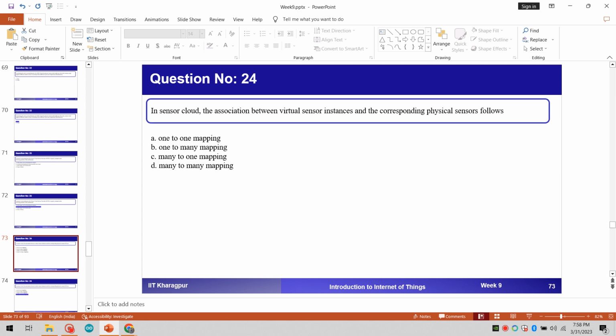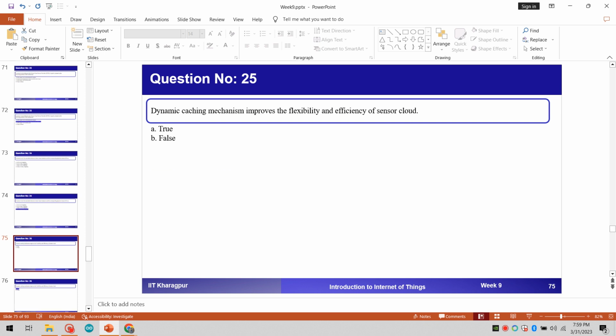Next is question number 24. In sensor cloud, the association between the virtual sensor instances and the corresponding physical sensors follows: one-to-one mapping, one-to-many mapping, many-to-one mapping, many-to-many mapping. Option C, ma'am. Many to one mapping. Why? One-to-many cannot be. B, one to many mapping will be B. Many-to-one cannot be performed. Basically it is many to many mapping, so it is not defined that one physical sensor can act as multiple virtual sensors, or we can use multiple physical sensors as one virtual sensor and one physical sensor as multiple virtual sensors. So basically it can be many to many mapping.